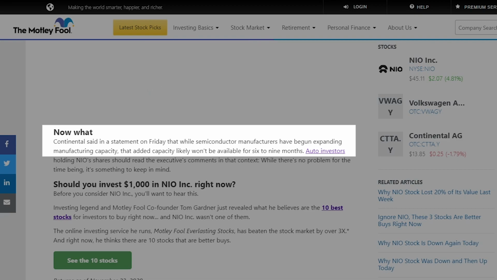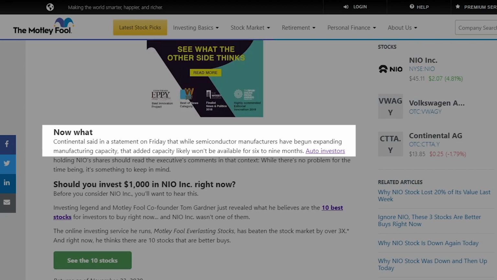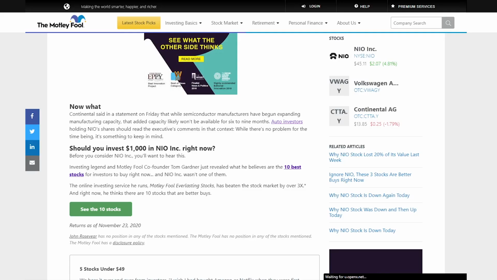Now towards the bottom here, Continental said in a statement on Friday that while semiconductor manufacturers have begun expanding manufacturing capacity, that added capacity likely won't be available for 6 to 9 months. And auto investors holding NIO shares should read the executive's comments in that context. While there's no problem for the time being, it's something to keep in mind. And I definitely agree with this. If there is a part shortage, even though NIO isn't being affected right now, they definitely could be affected in the next 6 to 12 months.